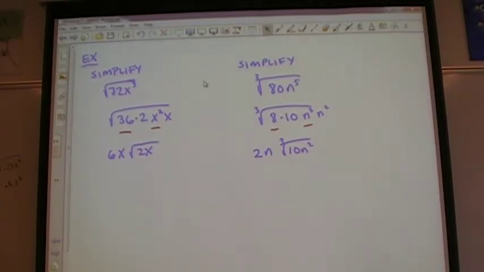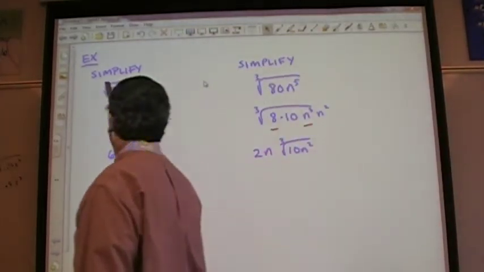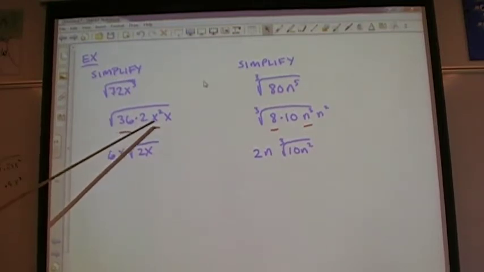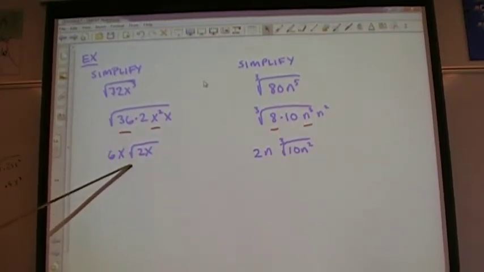Now when you break up a variable, when you're taking square roots, the exponent of the variable needs to be divisible by 2. So since I have x cubed in this case, I'm going to break up the x cubed into x squared times x. Basically you just need to take one away if it's an odd exponent. So does everybody understand how I broke up this one? 72, 36 times 2, x cubed, x squared times x. Now I underline in red the perfect squares. The square root of 36 is 6. The square root of x squared is x. What am I left with underneath? 2x. There's your answer.